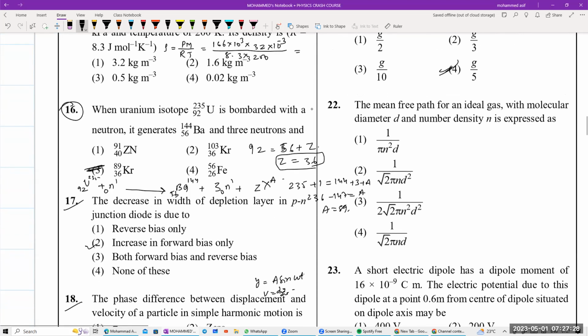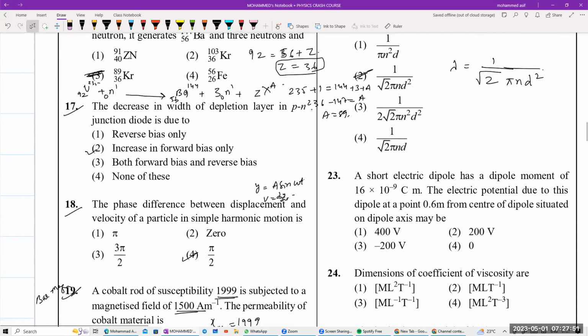The mean free path for an ideal gas with molecular diameter d and number density n is equal to how much? Formula yaad hai sabhi ko. Lambda is equal to 1 by root 2 pi n d square. Second option.